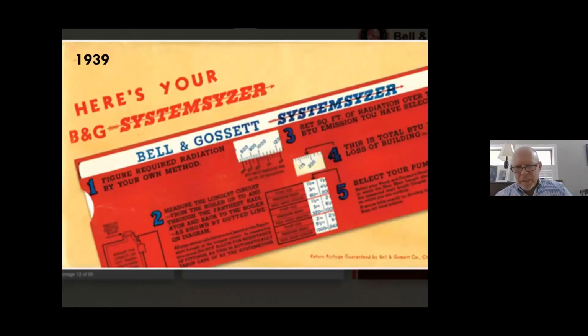I actually found a picture of this out at Bell and Gossett. They originally had a System Syzer from 1939, and it was the beginning of what this became, but it was a little different. It had to do with picking a circulator based on the amount of radiation you had upstairs, which is also based on the total heat loss of the building, which would affect the size of your boiler and your pump, etc. So they had this little slide rule calculator called the System Syzer, but it had morphed.